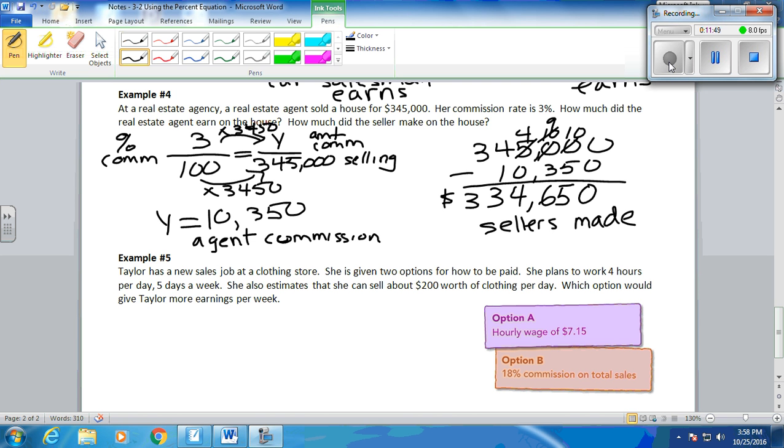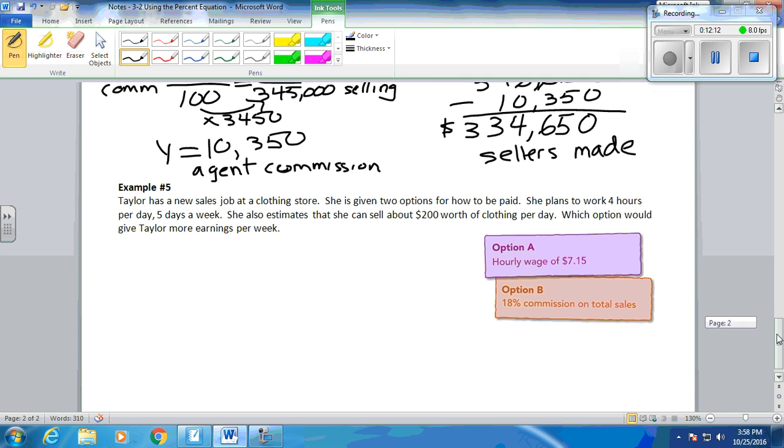The only way that the agent will be paid is from the person that is selling their house. So the person that's selling their house that gets $345,000 now has to pay the agent out of that money. So we're subtracting the $10,350 from there to get that the sellers will actually make $334,650.